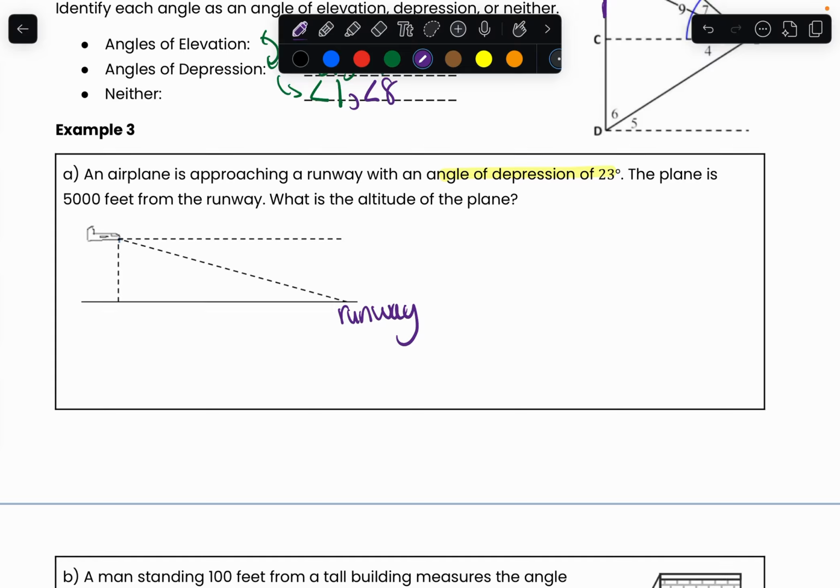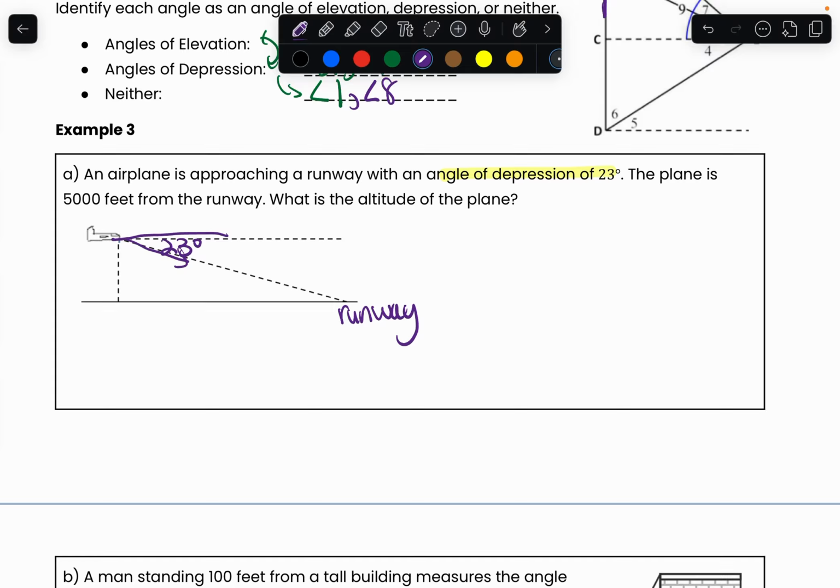Now it says that my airplane is approaching the runway with an angle of depression of 23 degrees. Now, angle of depression is when you have a horizontal line and you have another line that's pointing downward. Now, think about where could this be? If you look at it, the only place that this could be will be right here. This is my horizontal line. I'm going downward. So my angle of depression will be here, which is going to be 23 degrees.